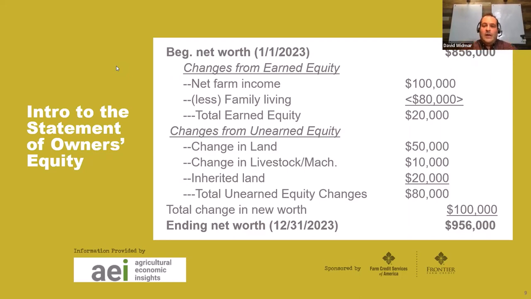This is a good way to look at two balance sheets from a year apart with $100,000 in equity changes. What were the sources of that? We might come to different conclusions if it's $20,000 earned and $80,000 unearned versus the other way around, $80,000 earned and maybe $20,000 unearned. So this is a way for you to help think about that.